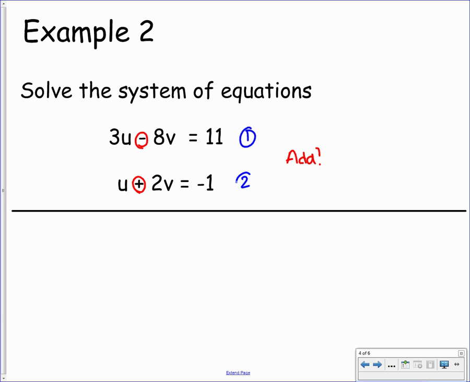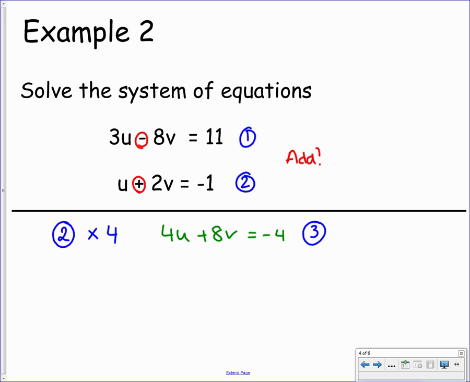So if we label them 1 and 2, we can start off by saying that we're going to take equation 2 and multiply the whole thing by 4. So we're going to multiply every single term by 4. So 4 lots of u give us 4u, 4 lots of the 2v give us an 8v, and 4 lots of -1 are -4. What this now gives us is a third equation to work with.